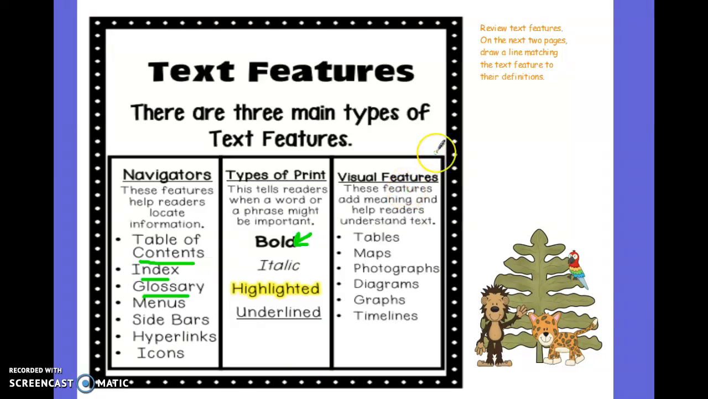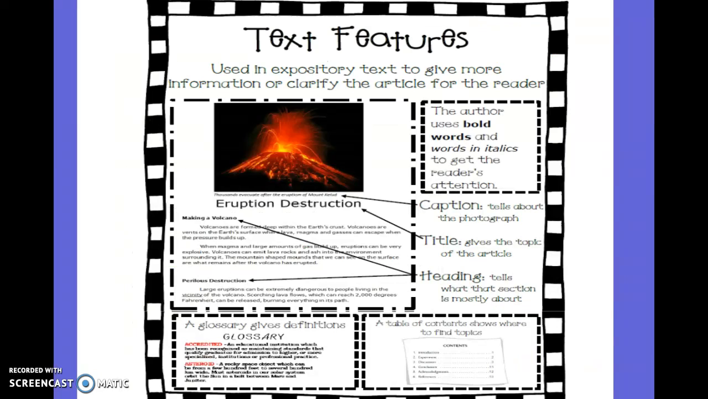And then of course we have our visual features, those graphic features. These features add meaning and help readers understand the text. Tables, maps, photographs, diagrams, graphs, and timelines are all examples of these visual or graphic features that can be added to stories. So today, since we've already covered text features, I'm going to quickly review what some of the text features are and why you might see those in a story, and then you are going to go on a kind of scavenger hunt looking for these features in a story.